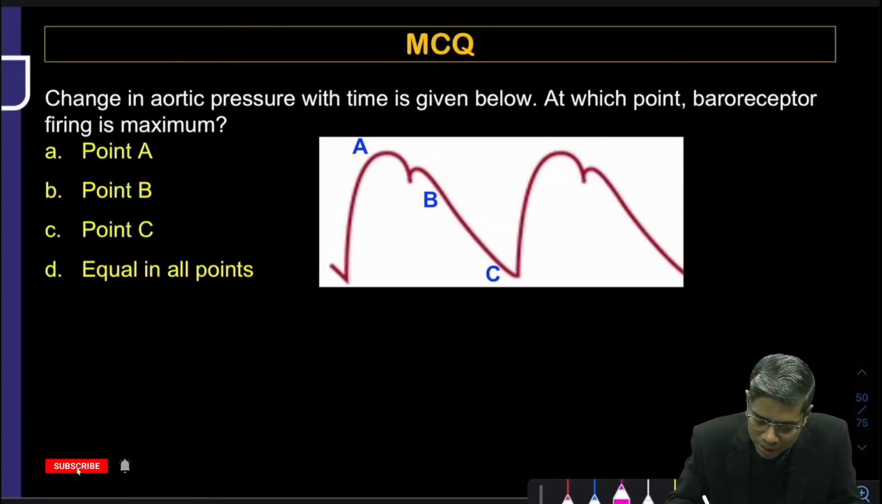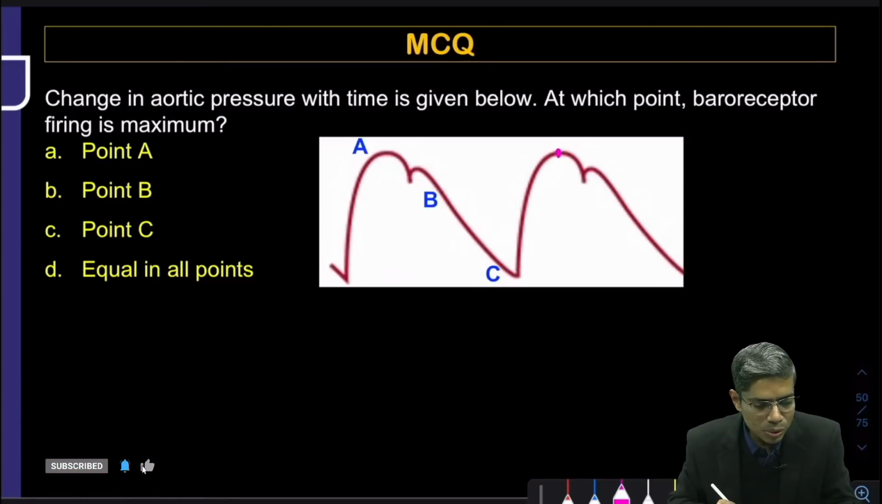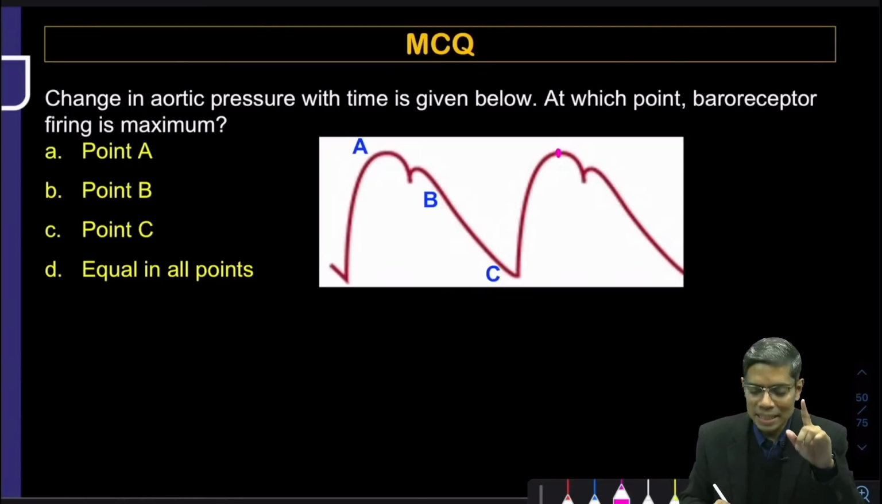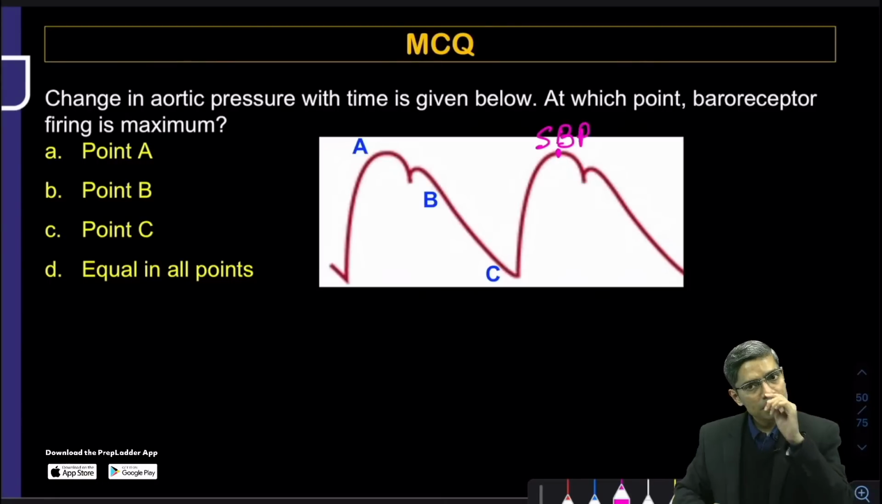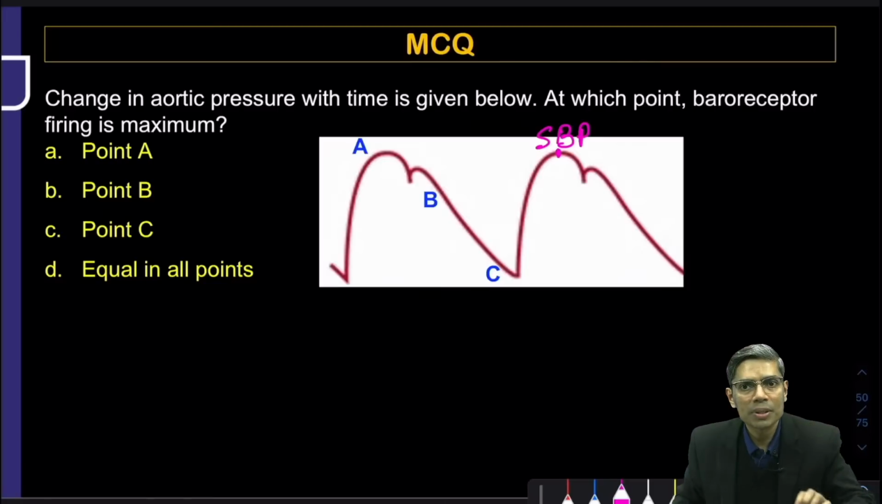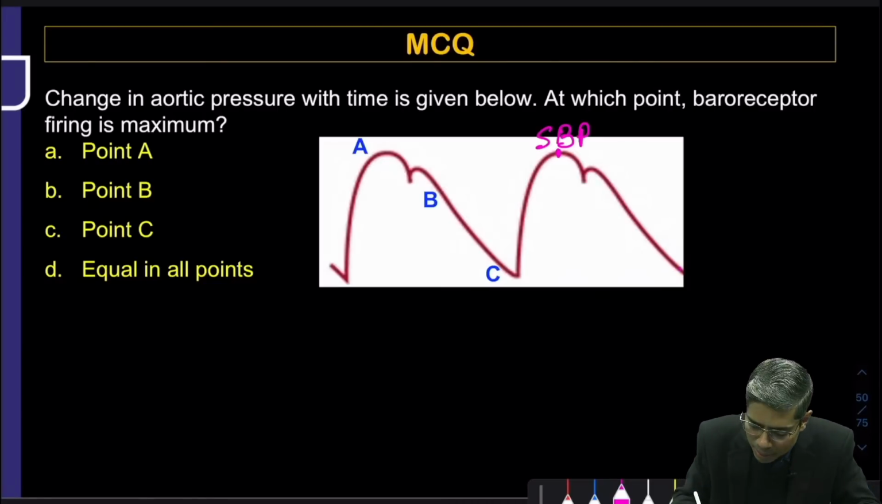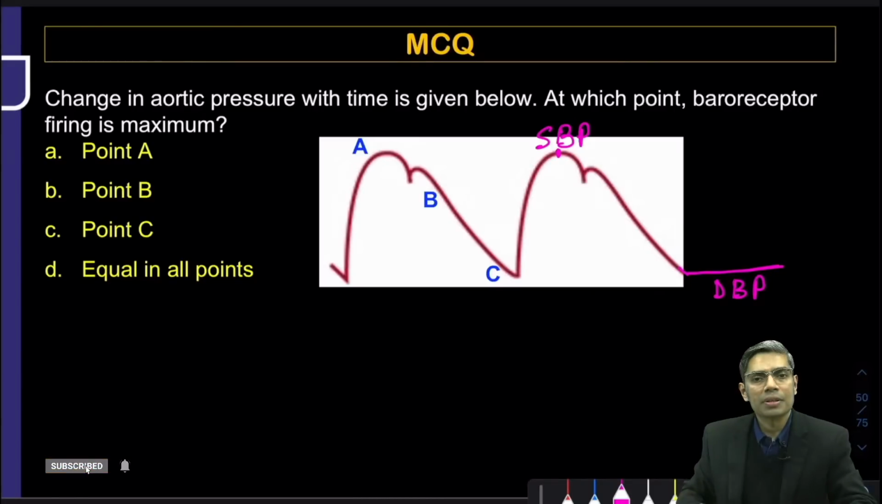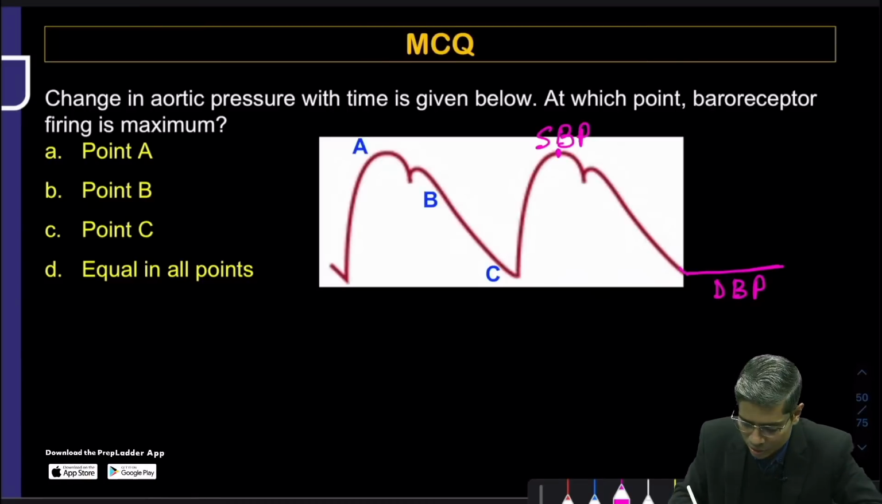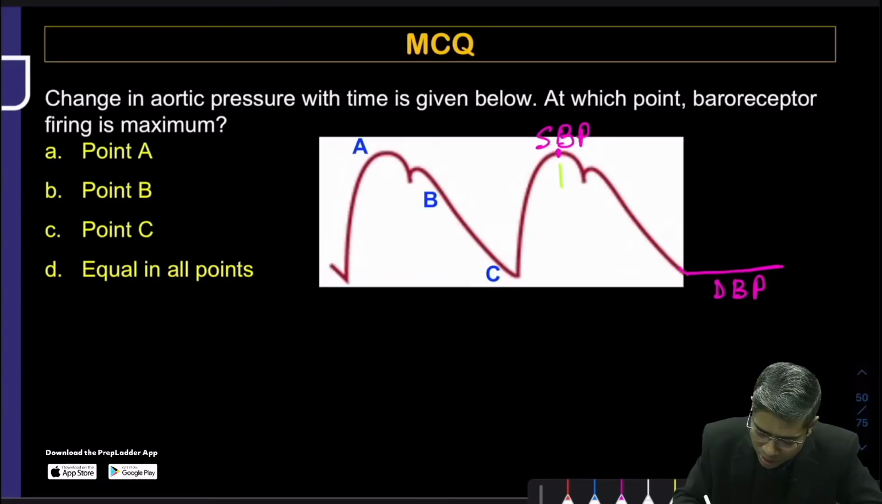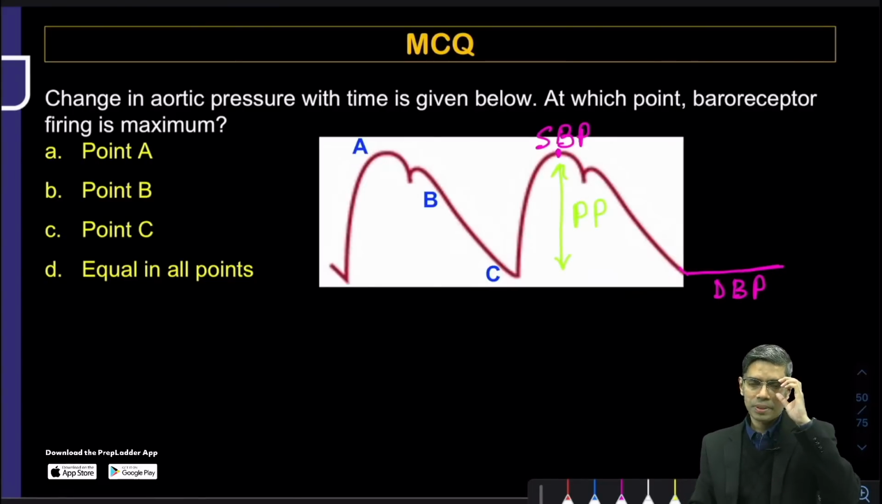So at the level of aorta, the maximum pressure that you are getting here during ejection is known as the systolic blood pressure, because this pressure will be transmitted throughout your blood vessels. So the maximum pressure in the aortic pressure curve is the systolic blood pressure, and the minimum pressure, where it becomes flat, is the diastolic blood pressure. The difference between the systolic and diastolic blood pressure is obviously the pulse pressure. The pulse pressure we know.